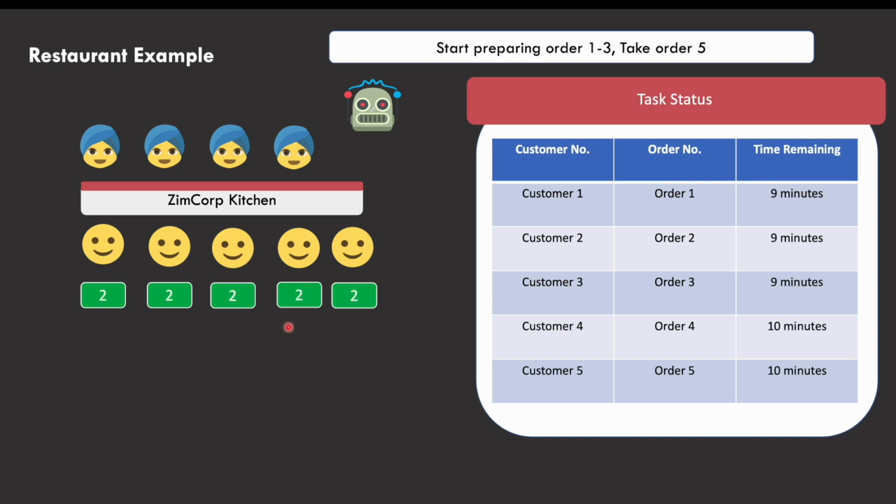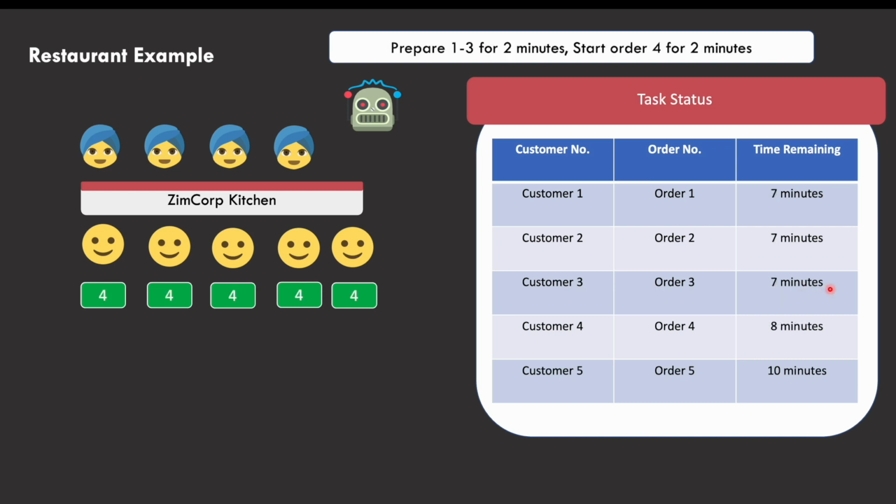Then the task scheduler tells the chefs to start preparing orders 1, 2, 3 and tells one of the chefs to take order number 5, right? So in this time, as you can see, orders 1, 2, 3 have 9 minutes remaining because 3 chefs are working on preparing the order. It takes 1 more minute for another chef to take order number 5. So by this time, all the customers have been waiting for 2 minutes each, right? And orders 1, 2, 3 have 9 minutes remaining.